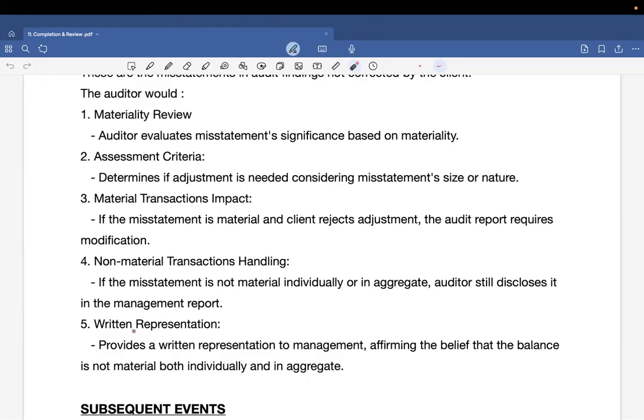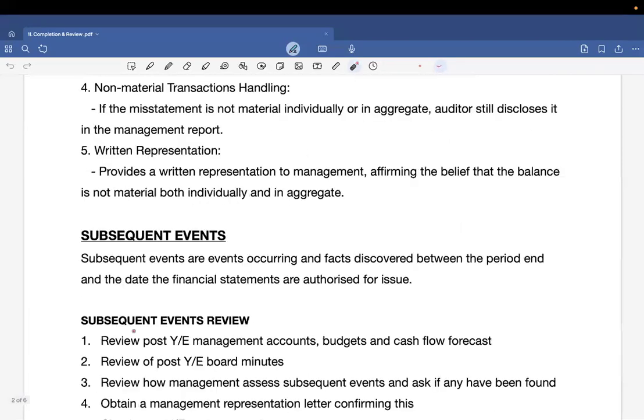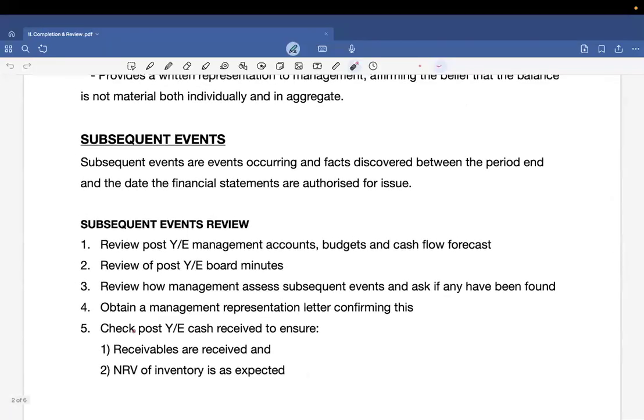Affirming means we are going to admit that this balance is not material, both individually or in aggregate. So we are notifying you of that particular mistake. And then it's up to the management whether or not to correct that. Okay. Subsequent events.